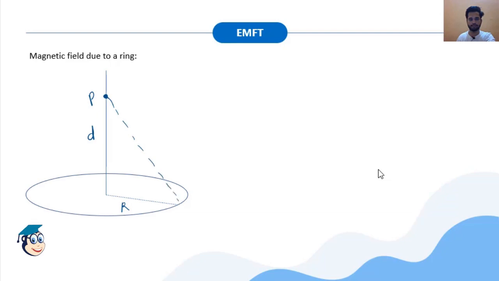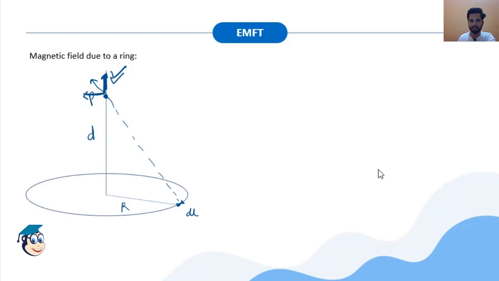Let us draw a line joining these points. This small elemental length dl will have some current I, due to which we can calculate the magnetic field at this point using Biot-Savart's law. Then we have to take components of this magnetic field, one along this direction and one perpendicular to this direction. The perpendicular component will cancel and the component along this direction will remain, and we have to integrate that component over the entire ring.